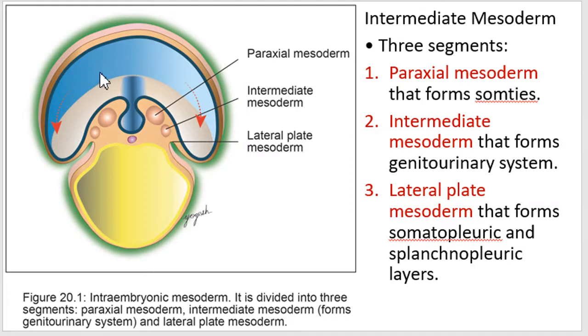Here one is the amniotic cavity and yolk sac. After folding, the yolk sac is incorporated within the fold, and the amniotic cavity covers the embryo. The yolk sac forms the gastrointestinal tract. The intermediate mesoderm forms the genitourinary system.